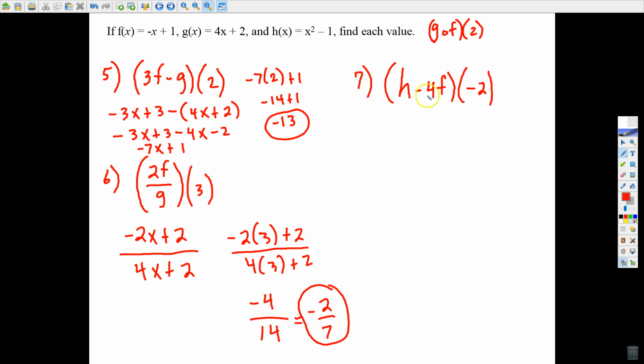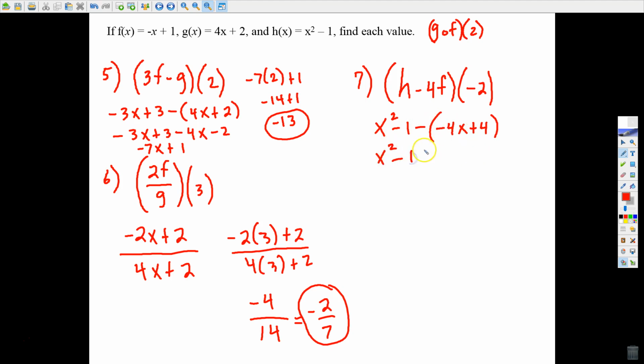Okay, similar problem here with number 7. Let's start with the h function. And we're going to subtract from that the product of 4 and the f function. So I just brought subtraction down, and now I'm going to do 4 times f. Negative 4x plus 4. Okay, and let's simplify this.